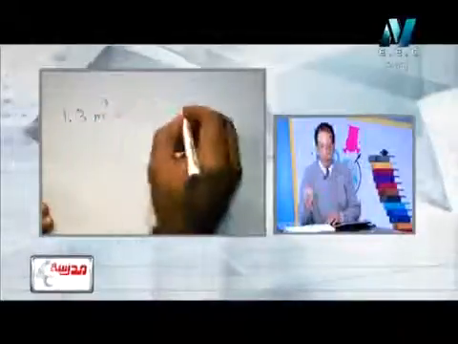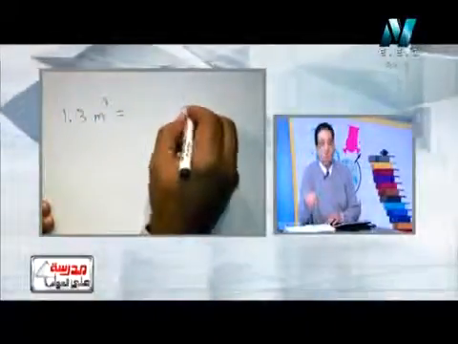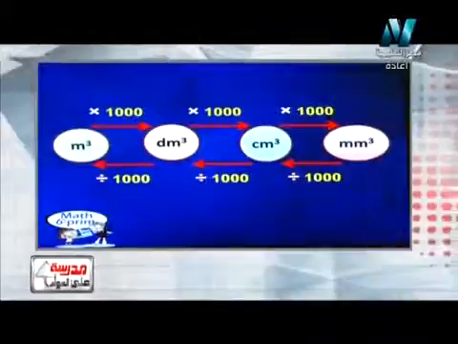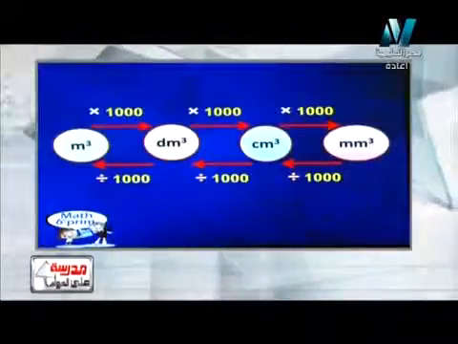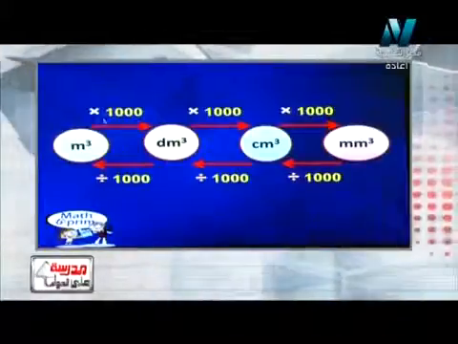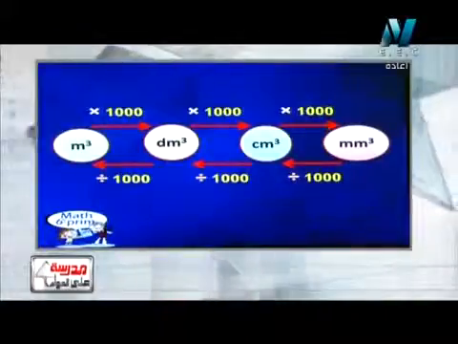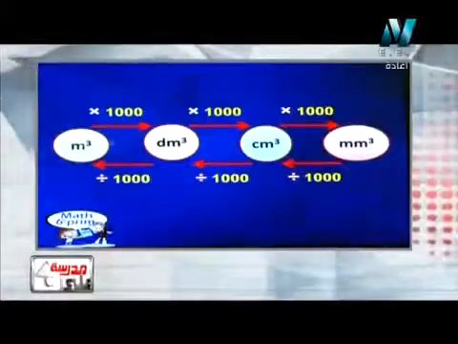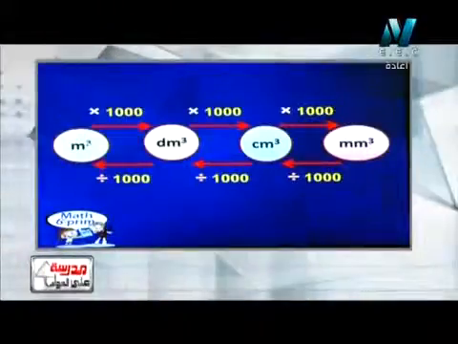1.3 meter cube to be converted to decimeter cube. Excellent. This diagram is a very important diagram. As we said before, you have to study it very carefully. You have to know it, and you have to know how to write it. Meter cube to what? To decimeter cube. Which one is bigger?